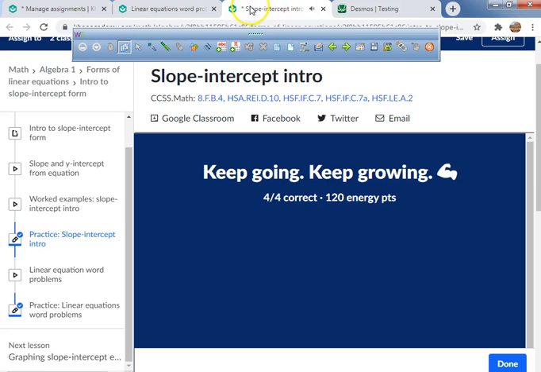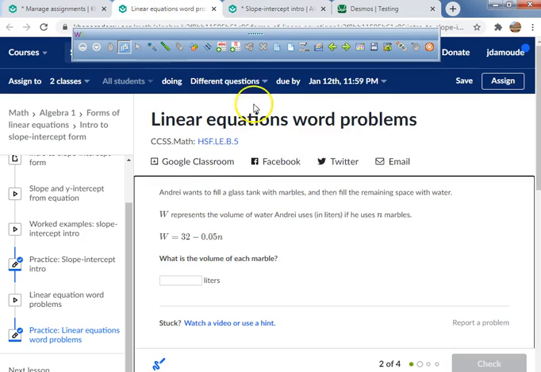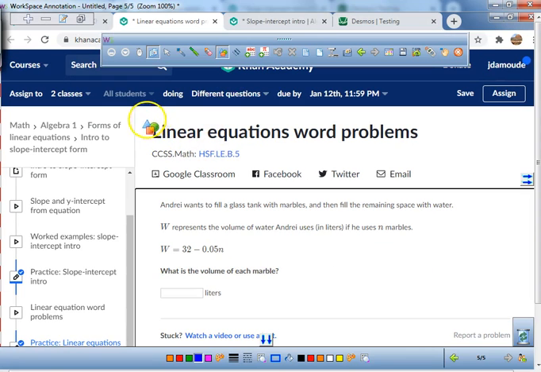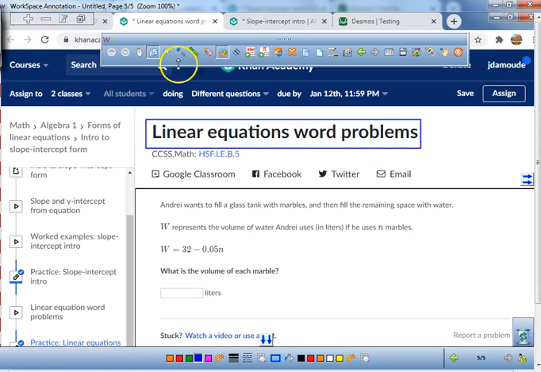Yay, we got it. Now let's go over here to linear equations word problems. This one's going to be a little bit trickier. So if you guys want to get your journals out and work with this with me, you're more than welcome to. It's not going to be that hard. It says linear equations word problems.